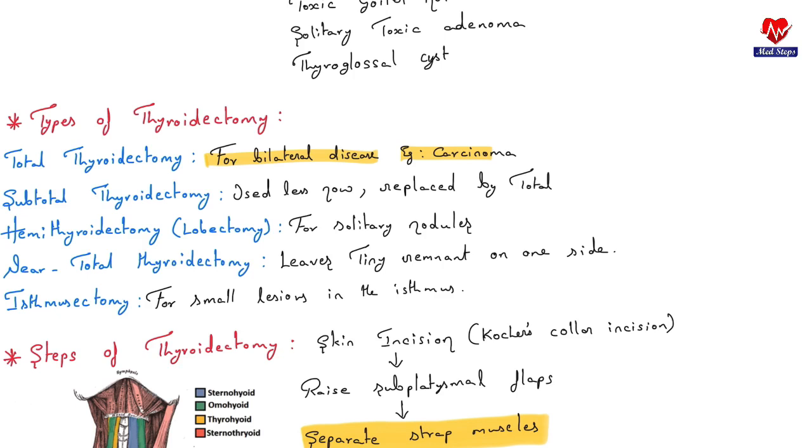Next, subtotal thyroidectomy is used less now and has been replaced by total thyroidectomy. Next, near total thyroidectomy leaves a tiny remnant on one side for metabolism, and isthmusectomy is done for small lesions in the isthmus.